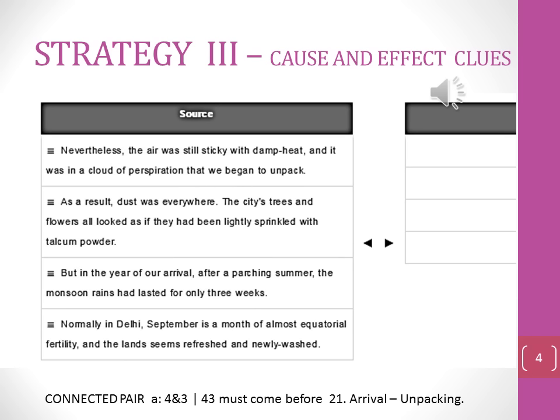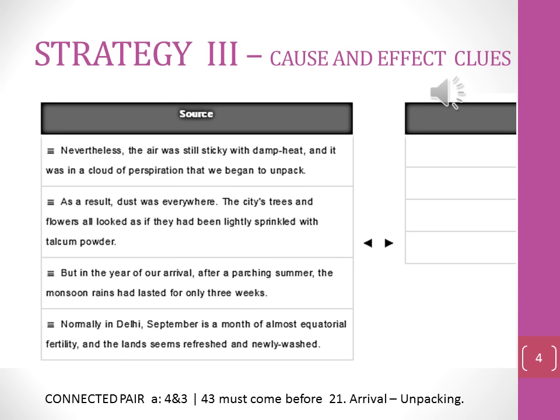Okay, so this brings us to our next strategy, the cause and effect clues. So anything that indicates the result or the cause of something, we can definitely form it to make another connected pair. Broadly, we know that 4 and 3 is going to come in the first half of the sentence, because we know we have just done that arrival is going to happen first and unpacking will happen later, right? But the sequence is something that we are still working on. So as a result, dust was everywhere. What is this the result of? If I can find this cause, what is the reason that there is dust sprinkled all over on the flowers and the trees?